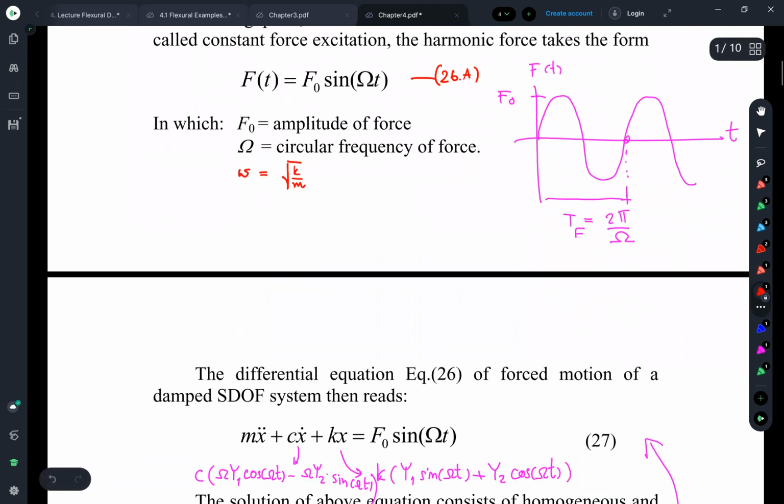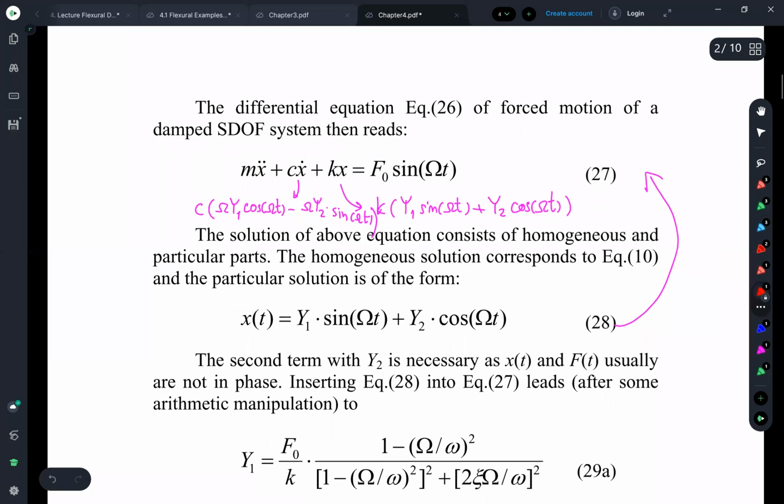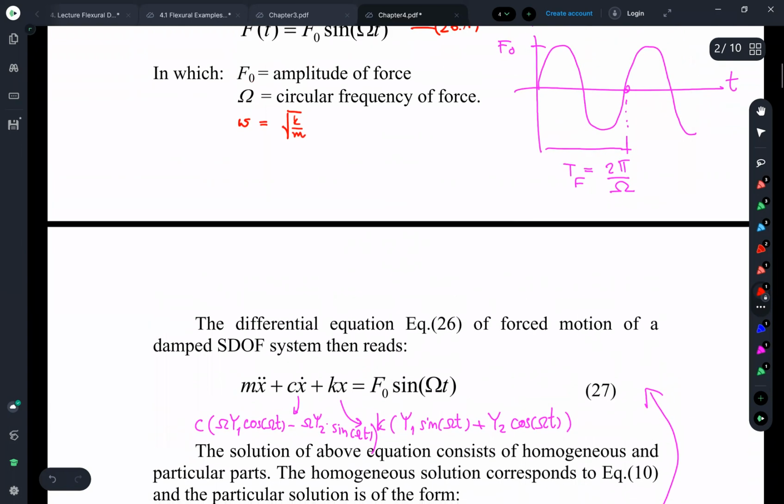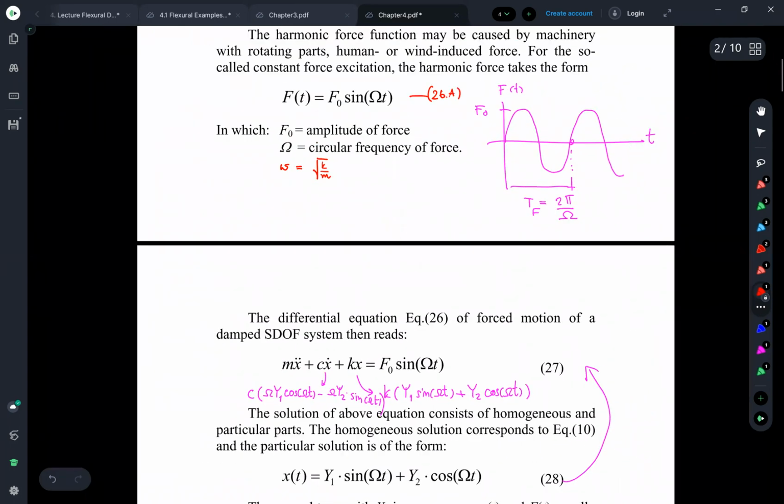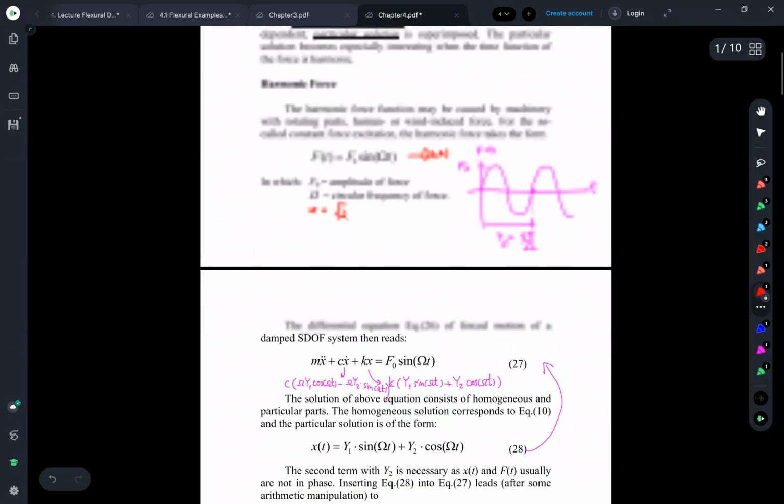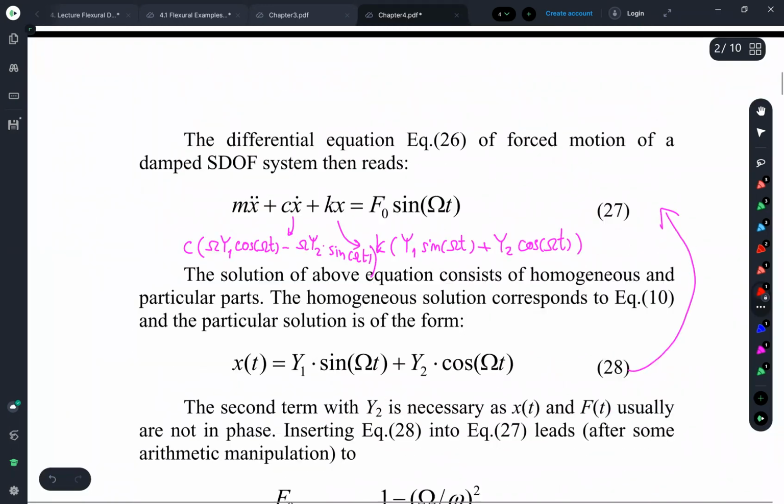The next is to solve equation 26. We start with the force as in equation 26a, we introduce 26a into 26, and we obtain 27. So this is the governing equation of motion of your harmonic force vibration.